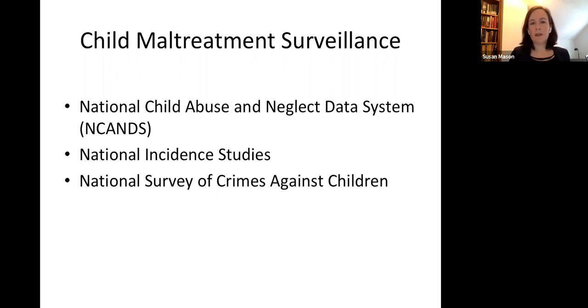And that's the one that really typically gets used in research and surveillance, and any pronouncement about what's happening with maltreatment typically comes from NCANDS. There's also the National Incidence Studies and the National Survey of Crimes Against Children, and I'll talk about these very briefly, but spoiler alert, none of these really meet the need that we have right now.